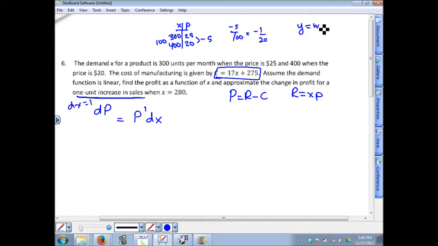Now we want to make a function y equals mx plus b. We know the slope is -1/20. We can use an x value of 300, for example, and a y value of 25 to find this unknown b value. -1/20 times 300 is -15. If you add 15 to 25, you get 40. So 40 is equal to b.